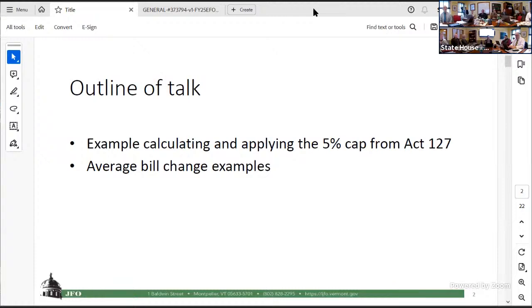So there are two primary sections of the slides today. First, we're going to walk through an example of calculating and applying the 5% cap from Act 127 and seeing how the CLA fits into that calculation. And then we'll talk about some average bill change examples that correspond with the data presented on the Ed Fund Outlook from the Emergency Board.